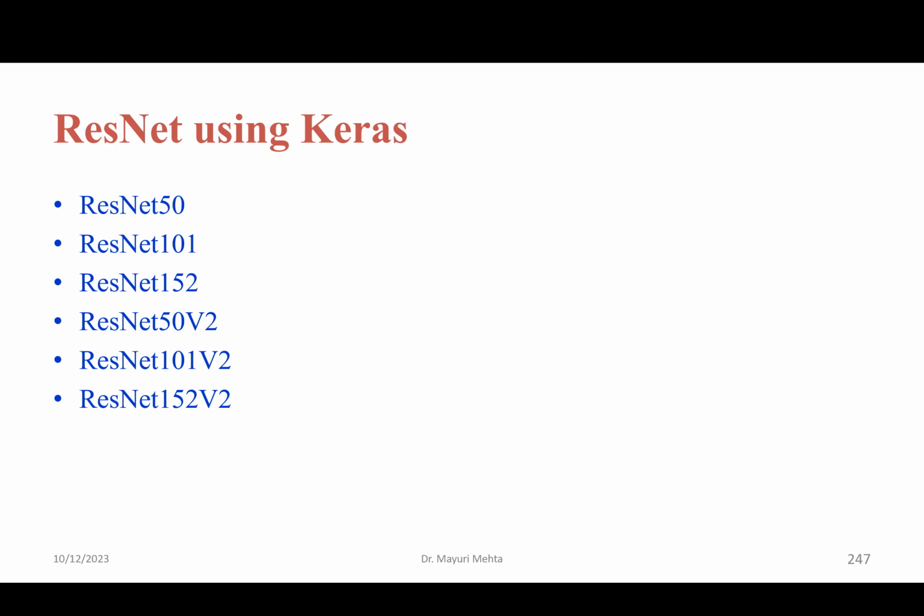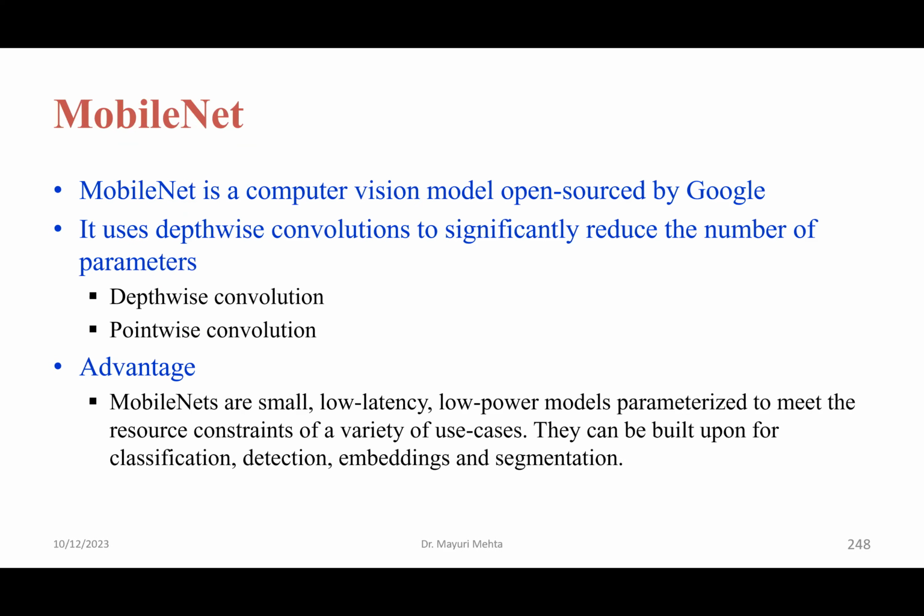Okay, so for all these models which I have included on the slide, version 1 and version 2 are available. Version 2 and the original version 1 vary primarily in that version 2 applies batch normalization before each weight layer. That's the difference between version 1 and version 2. After this ResNet, let us now discuss MobileNet.